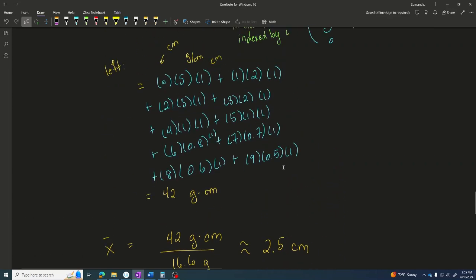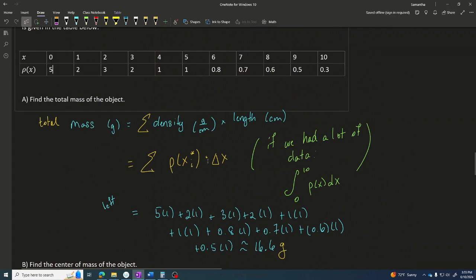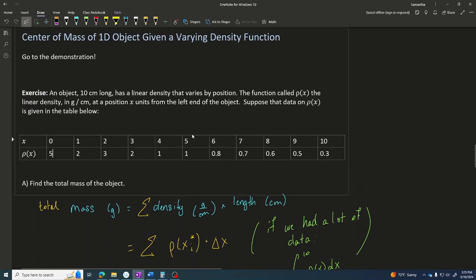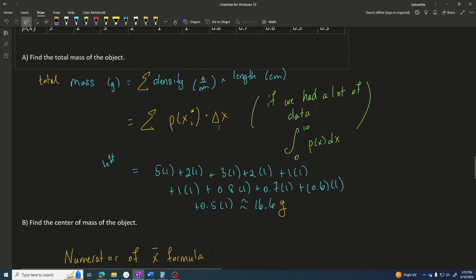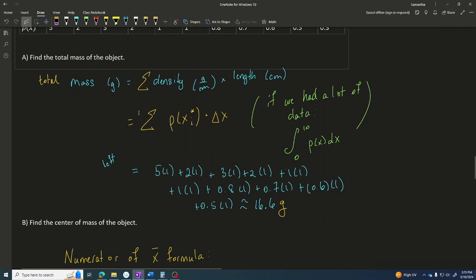So this is how we would use a sum. This is how we would use this idea of chop up, multiply together, and then add over each of these little chunks. This is how we would use a sum to calculate the center of mass of a one-dimensional object if we had its density function. Now, along the way, we've talked about what this problem would become if we had a lot of data so that we could do an integral instead of a sum.